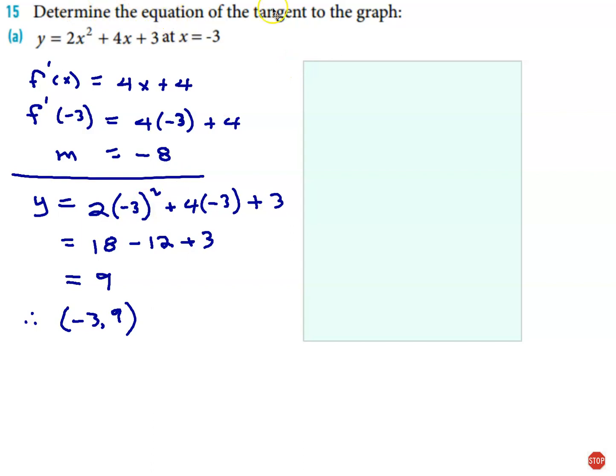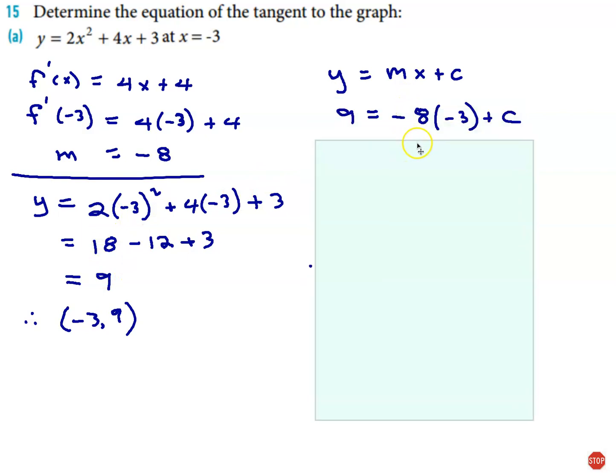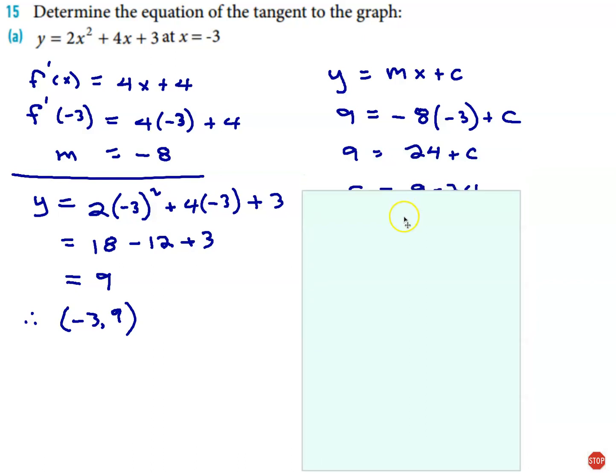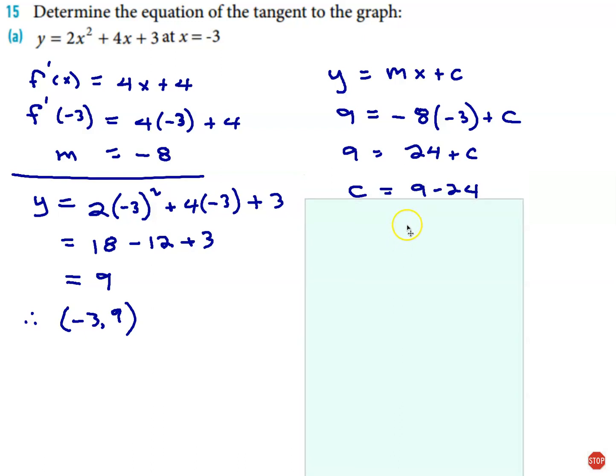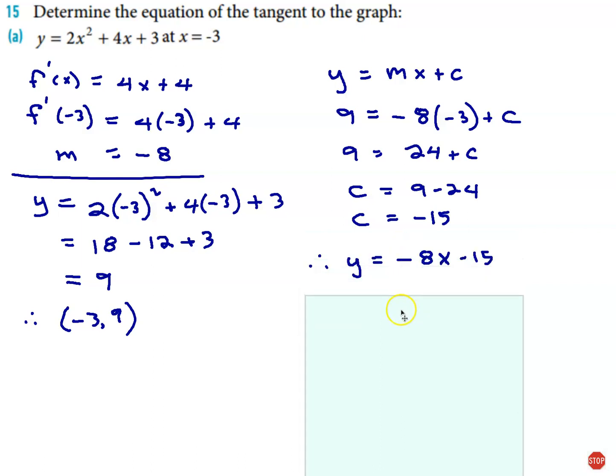Now to find the equation of the tangent line, the basic equation is y equals mx plus c. We know what m is, we know what x is, and we know what y is. So we substitute into the equation and solve for c. Negative 8 times negative 3 is positive 24, and therefore c is 9 minus 24, which is negative 15. That means the equation of the tangent line for this problem is y equals negative 8x minus 15. So that's that application done.